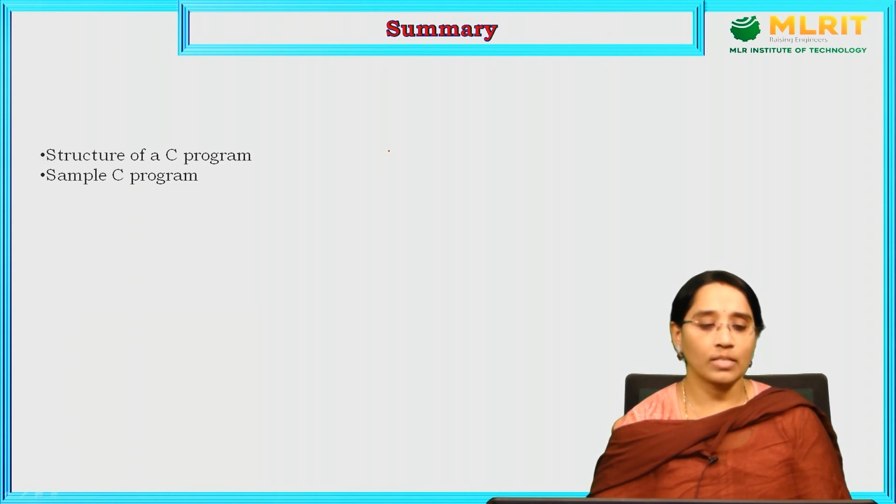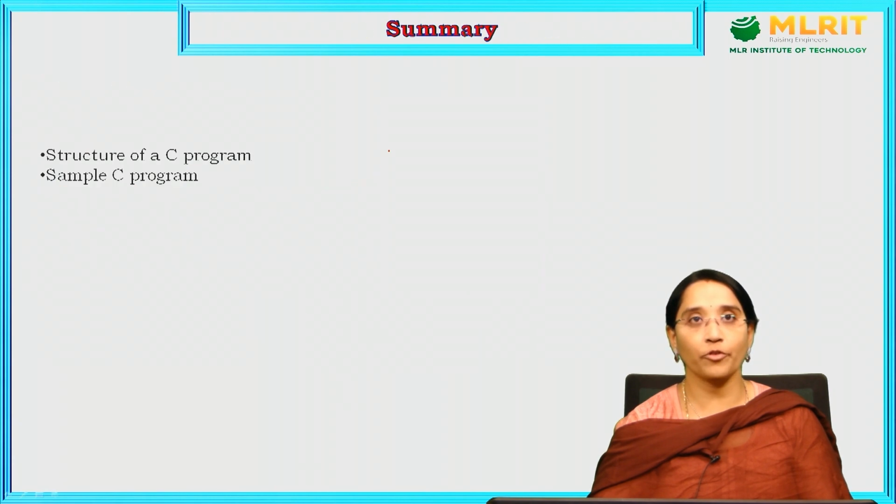So this is the summary. Till now we have seen the sections in the structure of a C program and the sum of two numbers, which is a sample program. In the next session, we will see data types in C.